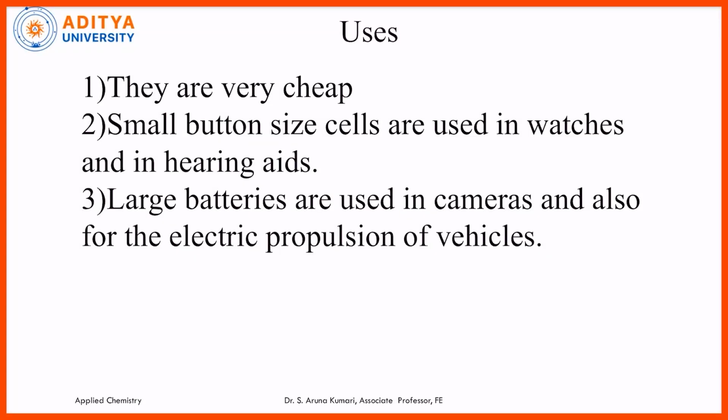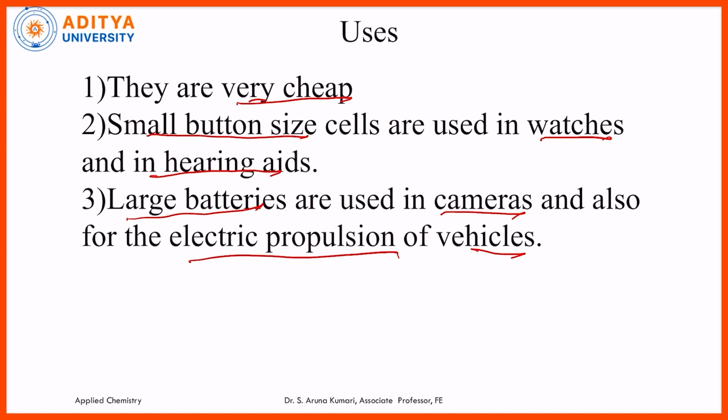Now, let us discuss the applications or uses of the zinc air battery. They are very cheap. We can see that these secondary batteries, especially the zinc air batteries, are very cheap, and they are obtained in small button sizes, which are used in watches and in hearing aids. We can also have these batteries in large sizes, where large batteries are used in cameras and also for the electrical propulsion of vehicles.